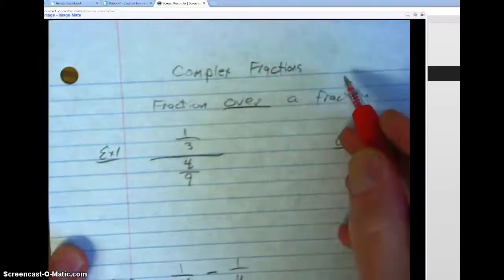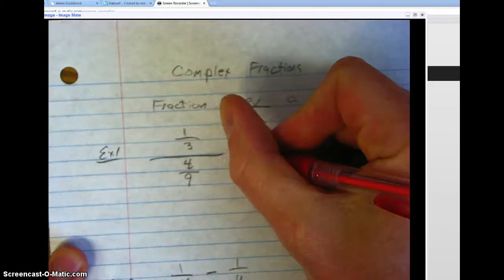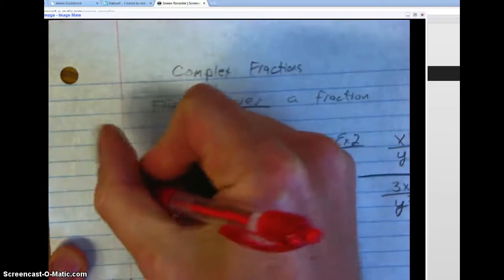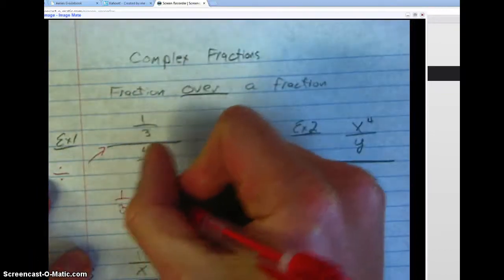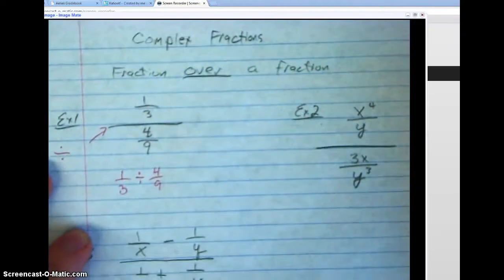Okay, complex fractions. All it means is a fraction over another fraction. And what does over mean? What does this thing right here mean? That means divided by. So really, this is 1/3 divided by 4/9. And how do you do that?